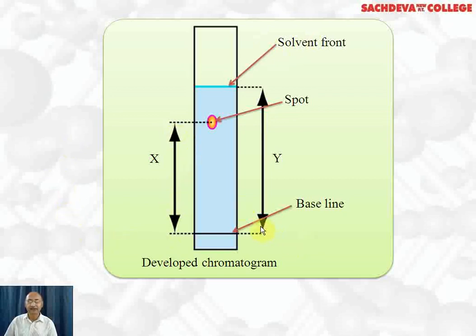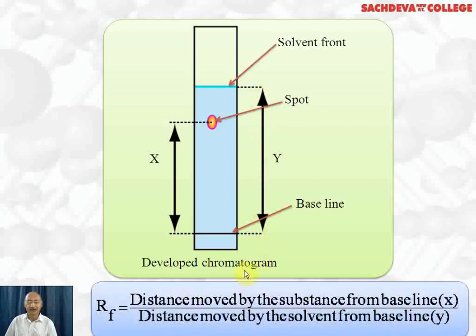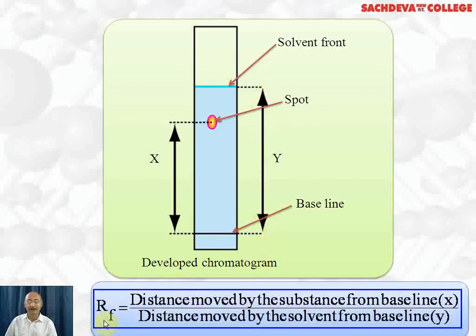The distance traveled by the solvent from the baseline up to this mark is also measured, and this is the distance moved by the solvent while we developed the chromatogram. Now here we find out the retention factor or retardation factor, denoted by RF. RF is the distance moved by the substance from the baseline divided by the distance moved by the solvent from the baseline. So this is x over y. When you divide, you will get the RF value.